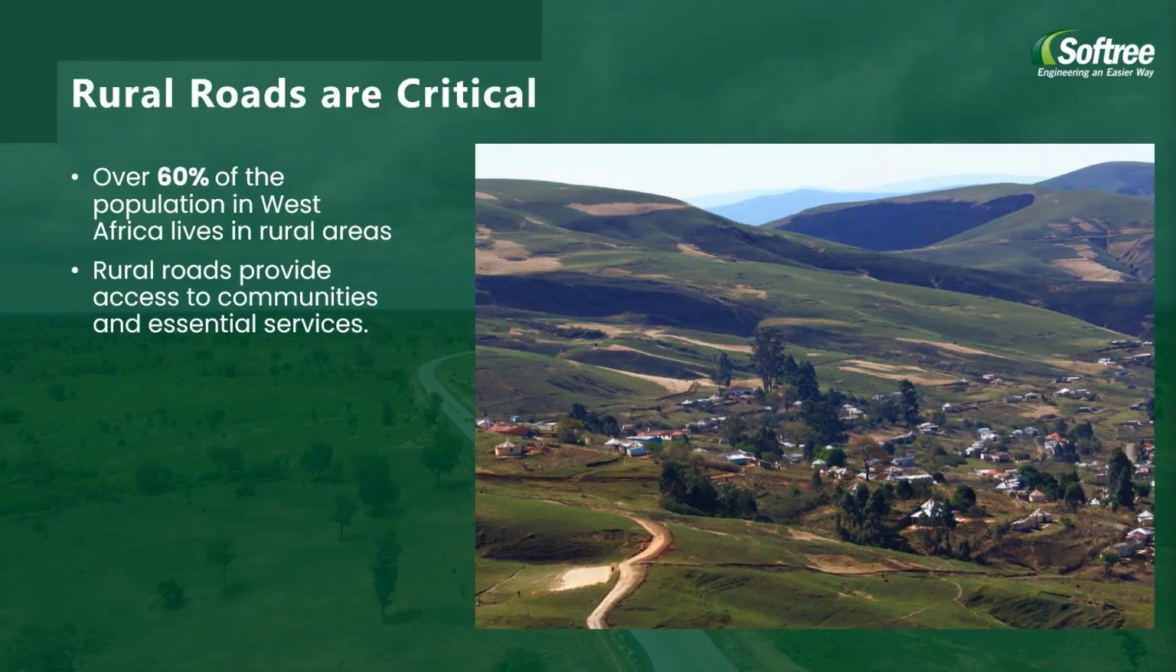That rural roads are critical. And I think one of the words that you mentioned was connectivity. Given the fact that over 60% of the population in West Africa, and to be honest that number cannot be extended globally almost, live in rural areas, rural roads provide this essential connectivity, this essential access to communities, to essential services. And access is more than just a road to be able to get to someone's community.